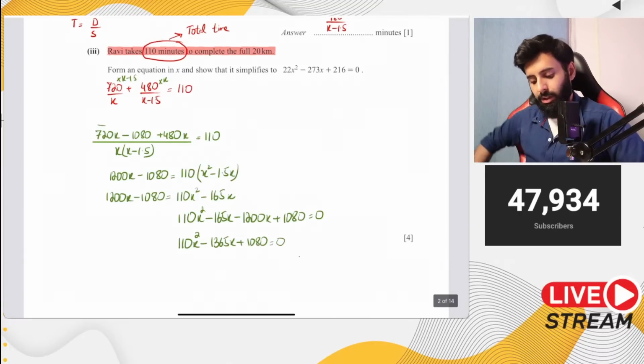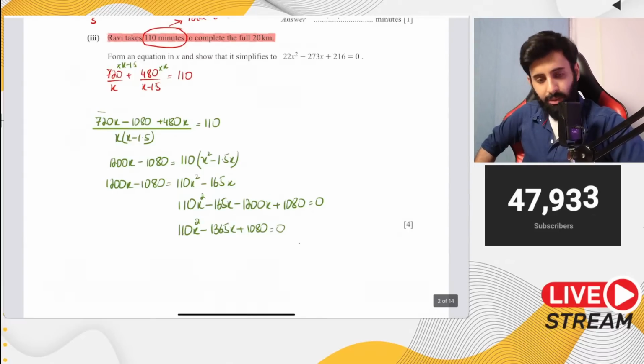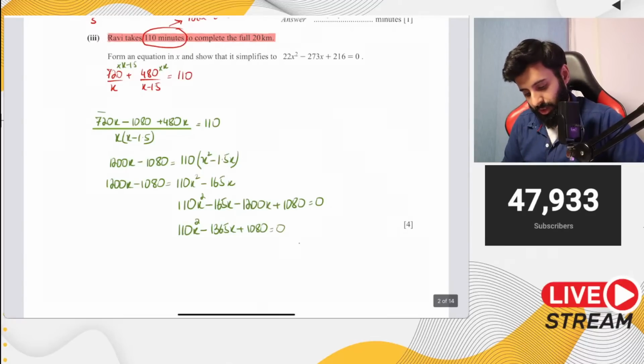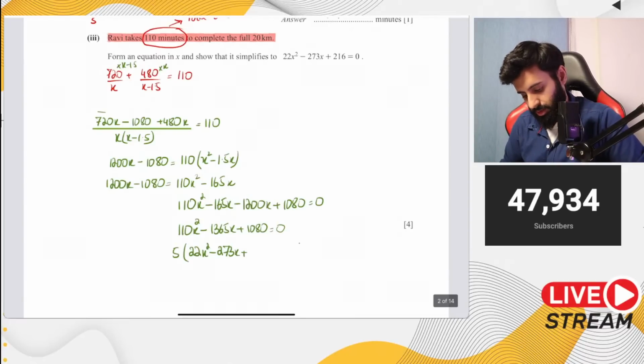Okay, now for a second you might think that it's not correct. Why? Because it's not matching with what it's supposed to match with. But you're wrong, it is correct. All you have to do is just take 5 common. So 110 divided by 5 is 22x square minus 273x plus, let's see what is 1080 divided by 5, that's 216 equals 0. And then what happens to this 5?